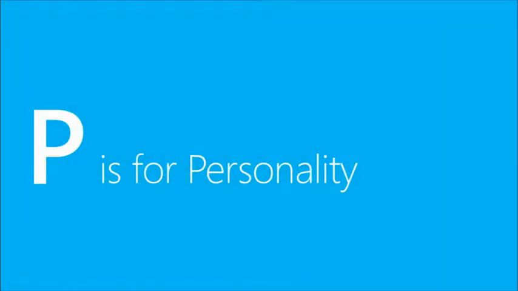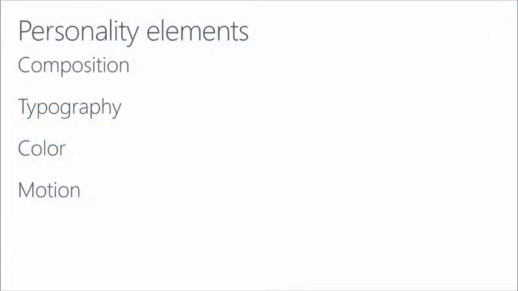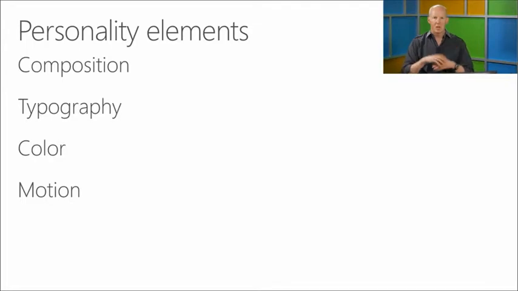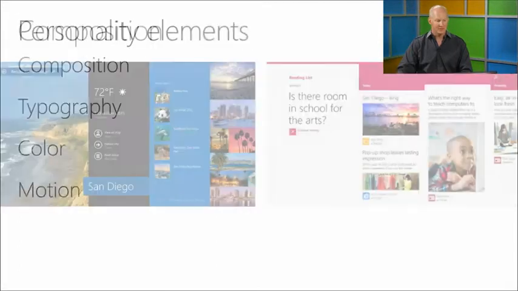Okay, so next let's talk about the Windows personality. Windows has a very unique personality. It looks like no other operating system that's available. These different elements really create that personality for the users. Some of these things are really a wow kind of thing, and some of them are very, very subtle, but give you that quality experience or that personality that makes Windows unique. So we're going to talk about composition, typography, color, and motion.